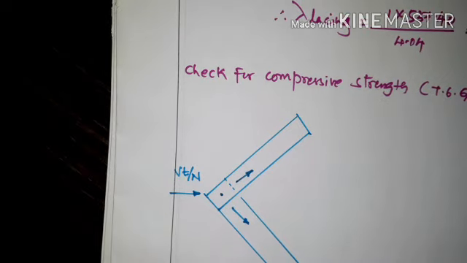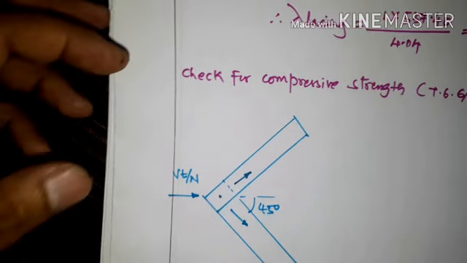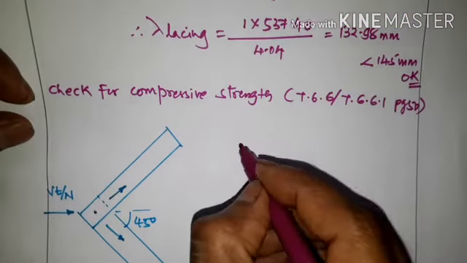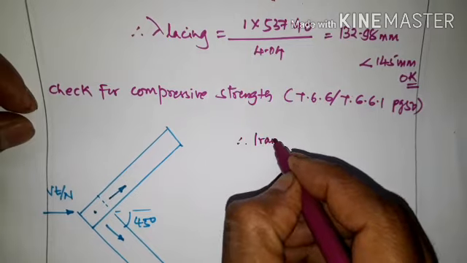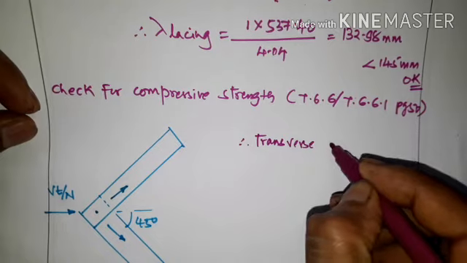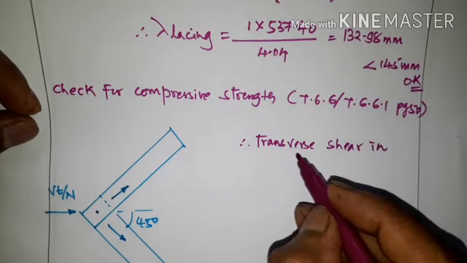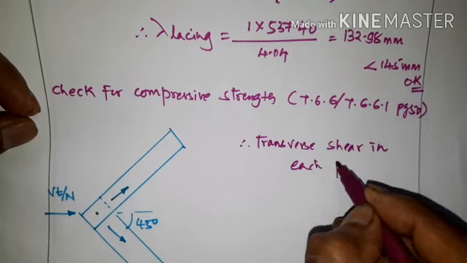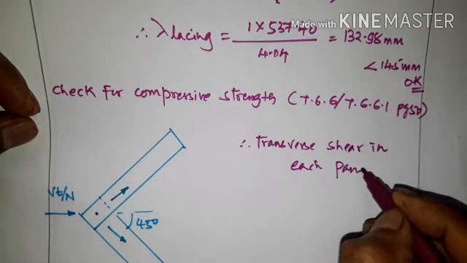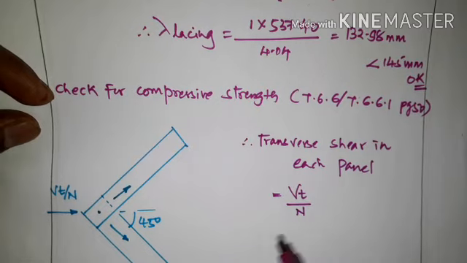Okay, so therefore, the angle is, this angle is 45 degrees. So therefore the transverse shear in each panel is equal to Vt by n.